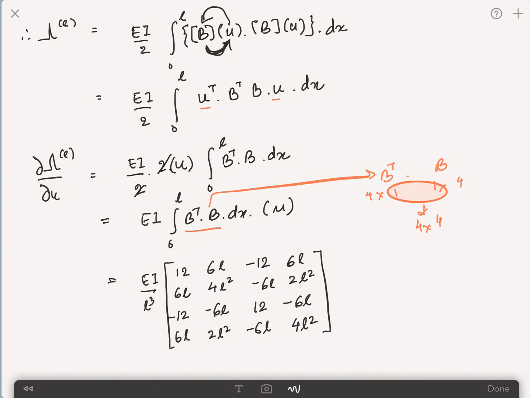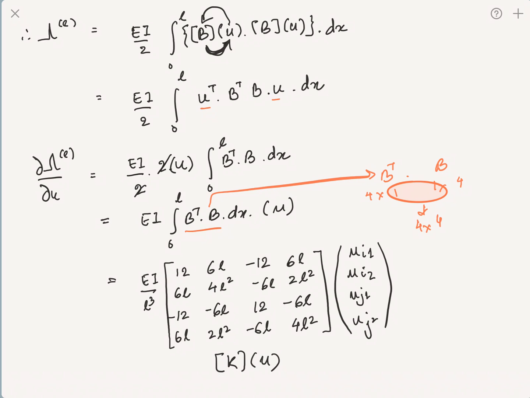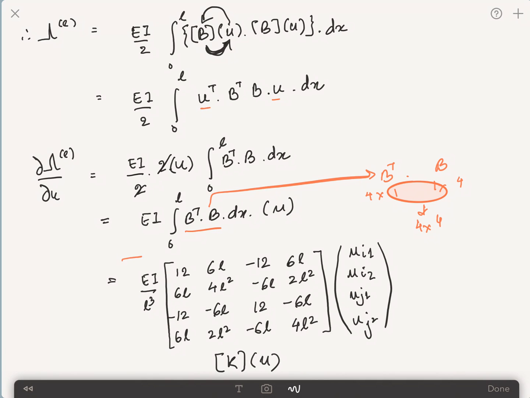That is your 4 by 4 matrix coming out of B transpose B multiplied and then integrated from 0 to L and substituted 0 to L. And then finally the displacement vector, which includes all the degrees of freedom that we have defined for the beam element. So this is giving us K times U. Therefore the stiffness matrix for a beam element or for pure bending condition is given as this. So here we have derived the stiffness matrix for the beam element.